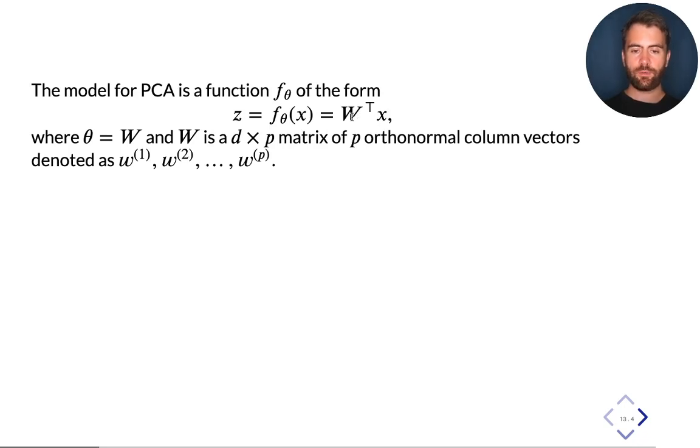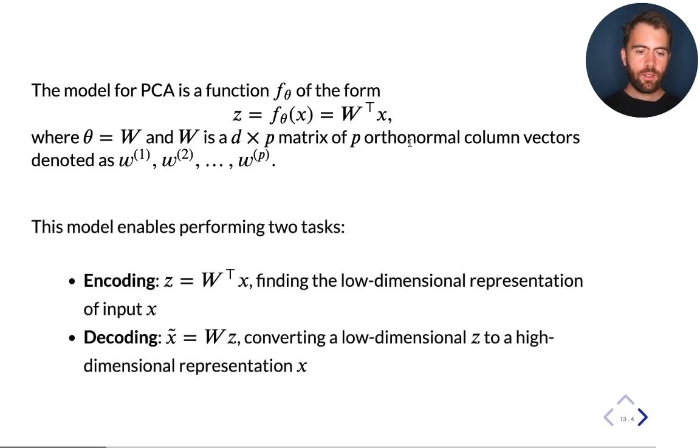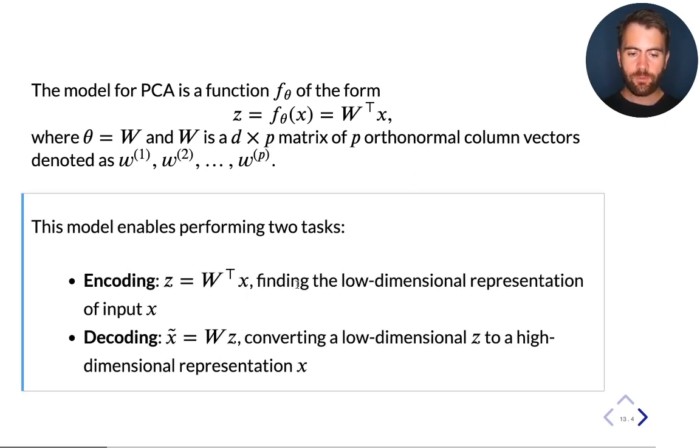The result of this operation is going to be the representation of x in this new coordinate system that is defined by these orthonormal column vectors. Using this kind of model, we can perform two tasks. We can perform the following operation, which I'm going to call encoding, because based on an x, we find a low-dimensional representation of the input. And similarly, we can perform decoding, because W is a matrix with orthonormal columns.